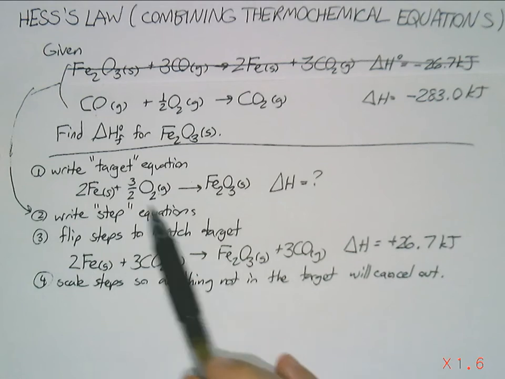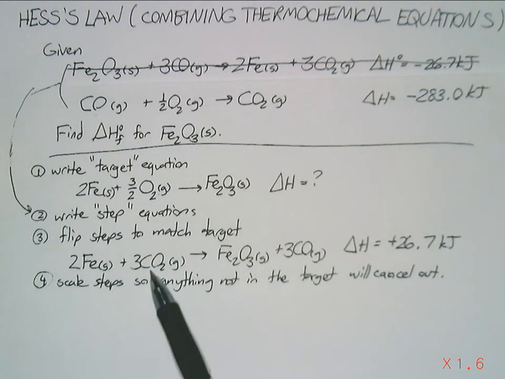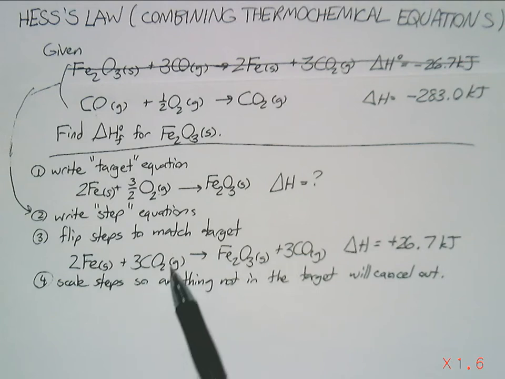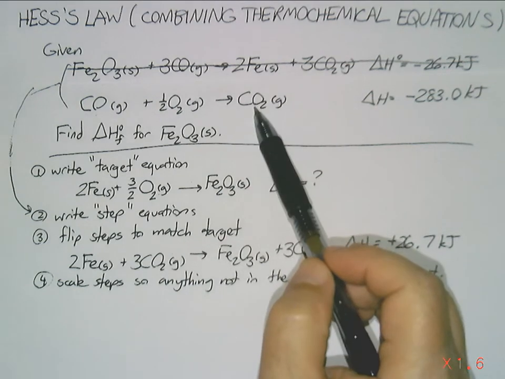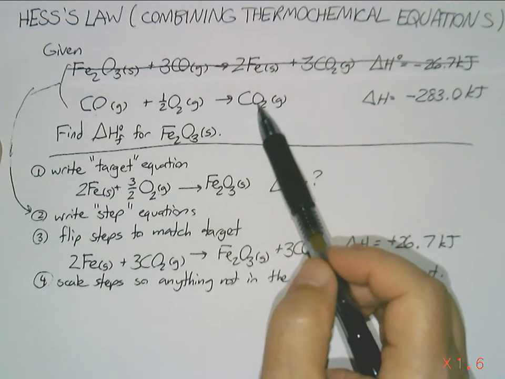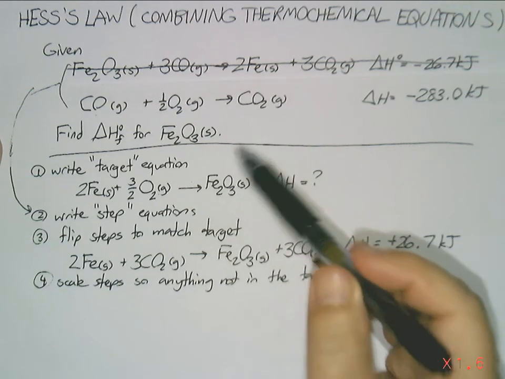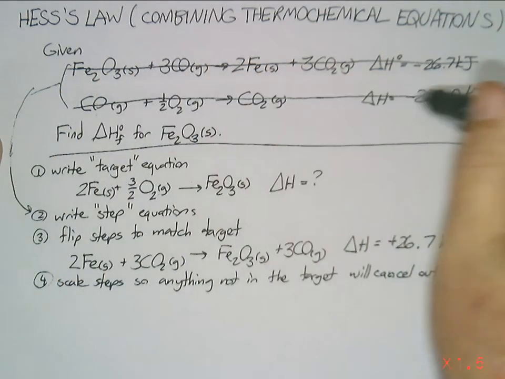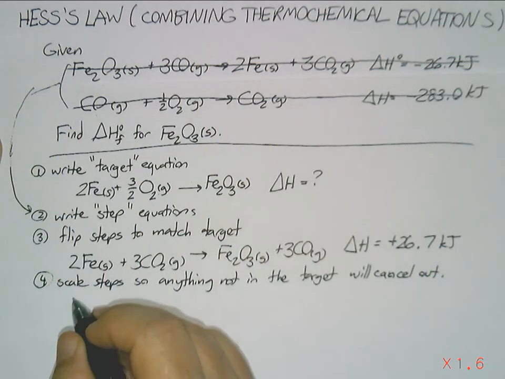Well, I don't see any CO2 in here, so the CO2 has got to cancel. Now I've got 3 CO2s on the left of this one, but I've only got 1 CO2 on the right of this one. In order to make the CO2s cancel out, I'm going to have to multiply this equation by 3. So I'm going to cross this equation out, and I'm going to write it times 3.